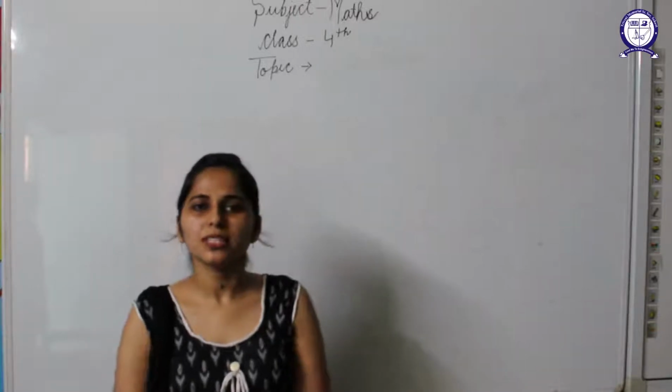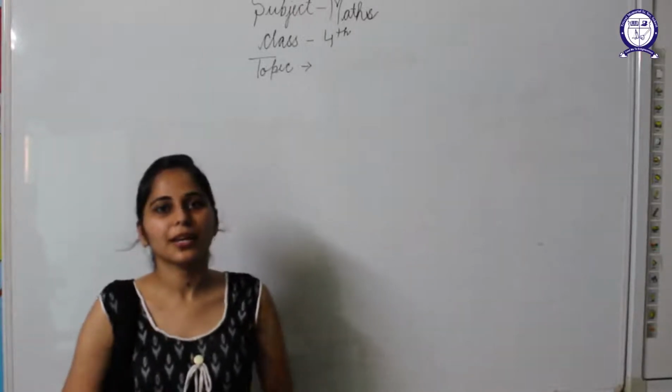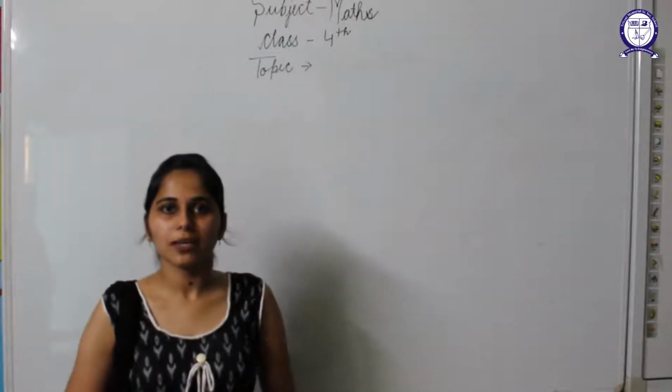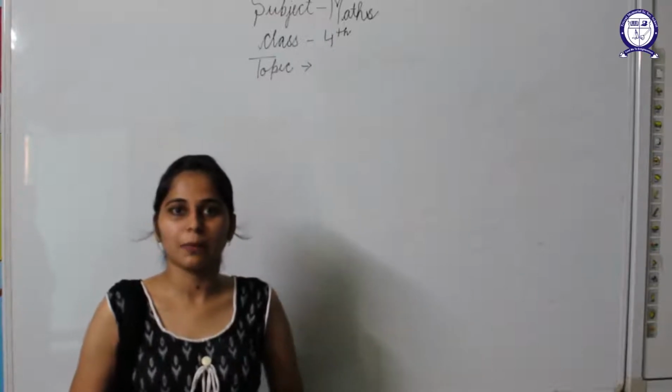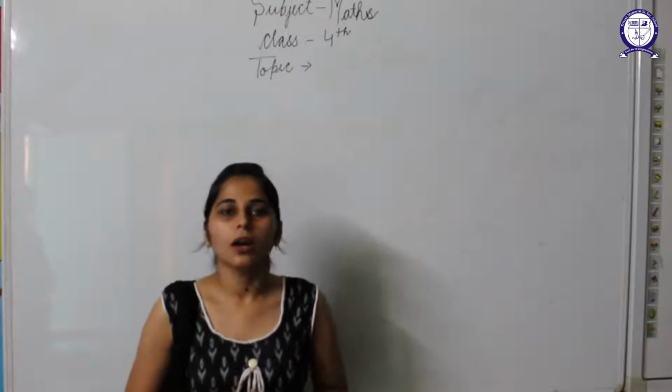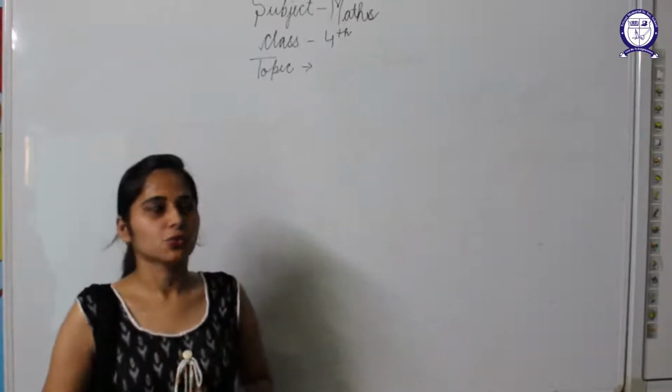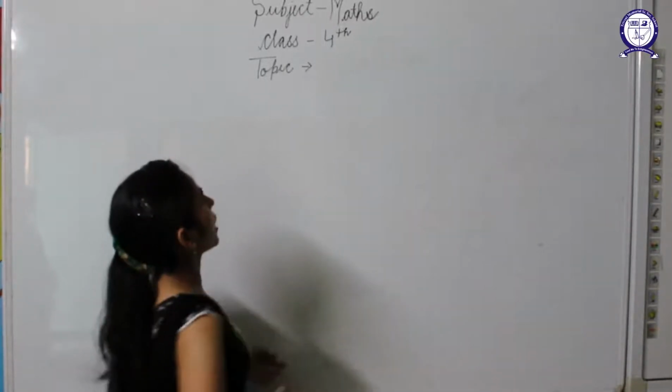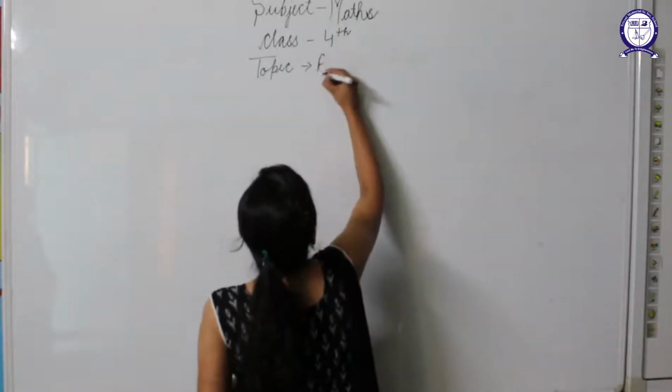NCERT syllabus. So students, have you ever seen a pizza that is divided into 4 or 6 equal parts? What are these 4 or 6 equal parts? These are representing 1/4 of the whole pizza or 1/6 of the whole pizza, students. Yes, you are right. Our today's topic is fraction for class 4.